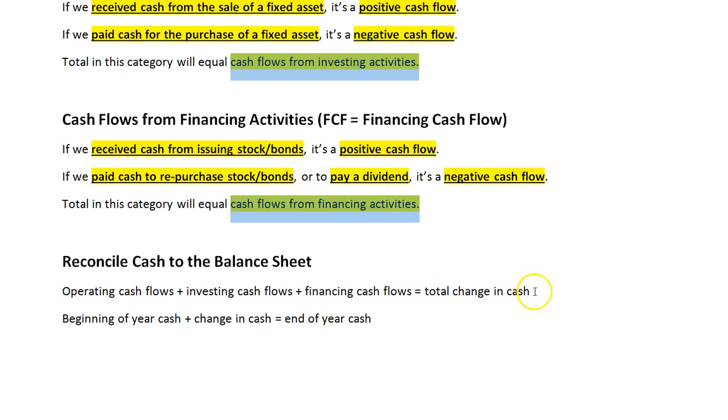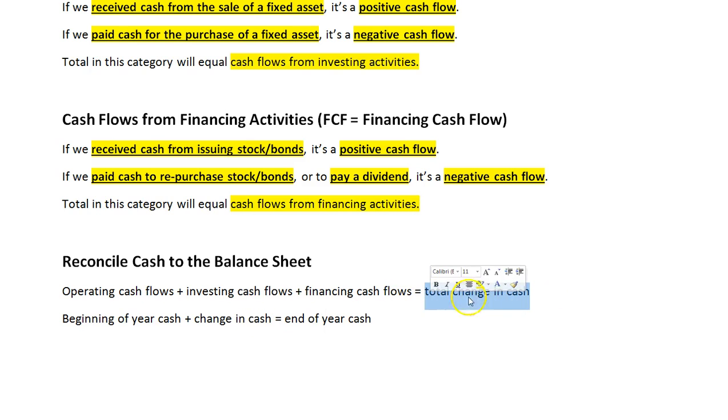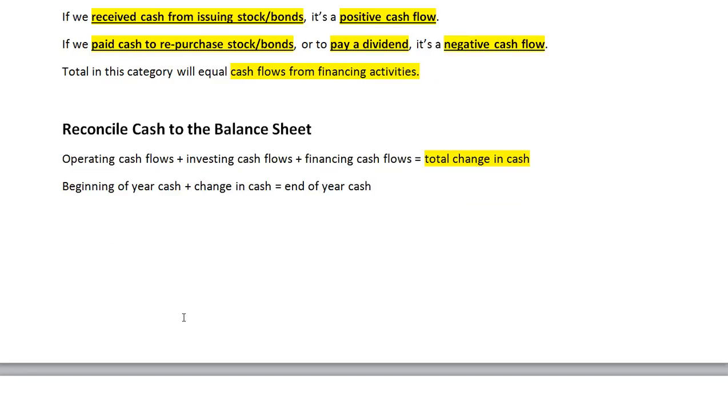Add up those 3 numbers, we get to the total change in cash. So it's the operating plus the investing plus the financing will give us the total change. Then we're going to take beginning of year cash, which will be on the balance sheet, plus the change in cash that we just calculated, and we'll get to end of year cash on the report. All right, let's go and see a problem.